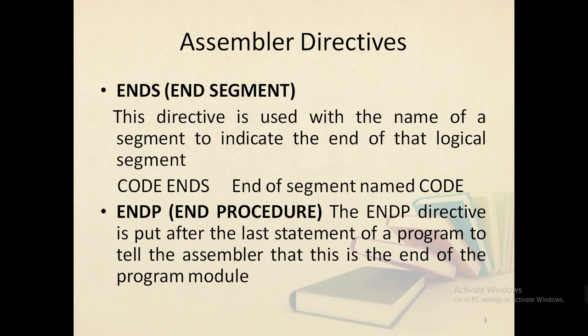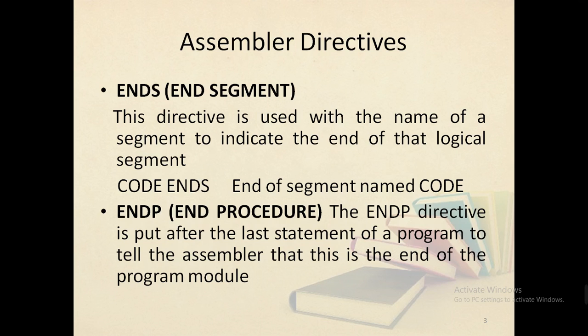Next, coming to END, that means end of program. The END directive is put after the last statement of a program to tell the assembler that this is the end of the program module. The assembler will ignore any statements after the END directive. So you should make sure to use only one END directive at the very end of your program module.